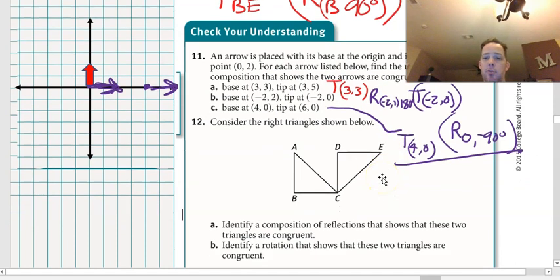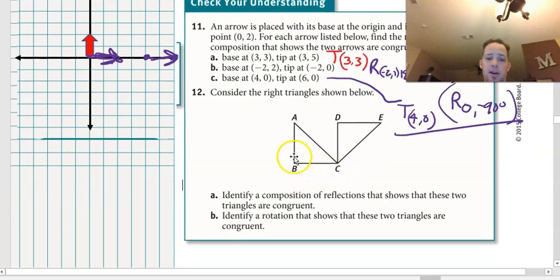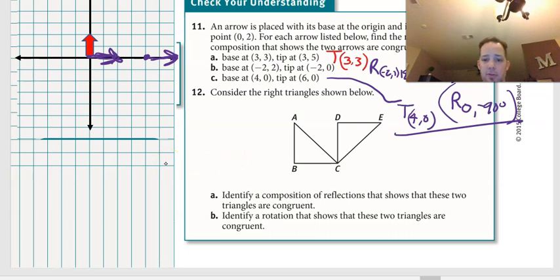For number 12, it says consider the right triangles shown below. Identify a composition of reflections that shows these two are congruent. So a composition of reflections. Okay, this one seems pretty easy. Looks like I could reflect this triangle here across AC. That way A would stay there, C would stay there, and B gets reflected across here.